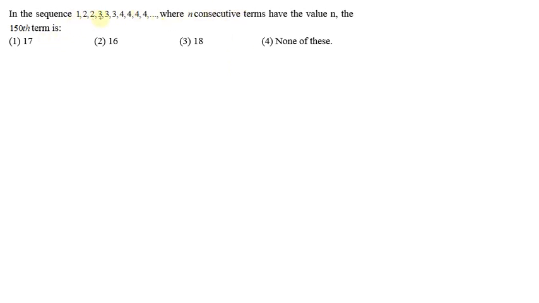Now in the sequence 1 2 2 3 3 3 4 4 4, wherein consecutive terms have the value n, find the 150th term. Okay, this one is an important model. So last 2 is the third term, right? So this is 1 2 3, last 2 is nothing but this one, and last 3 is 1 2 3 4 5 6, the sixth term.